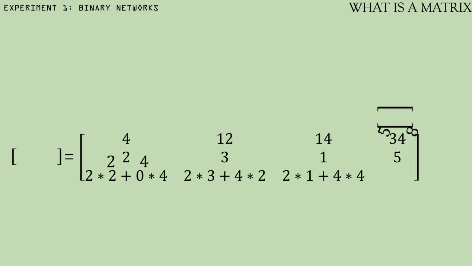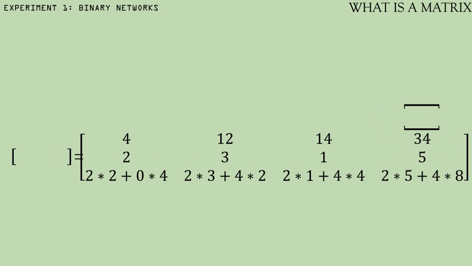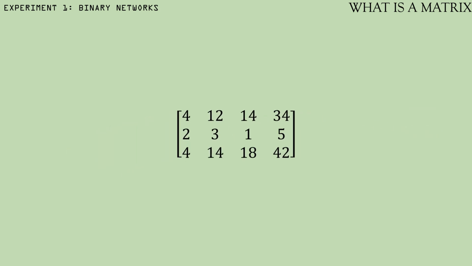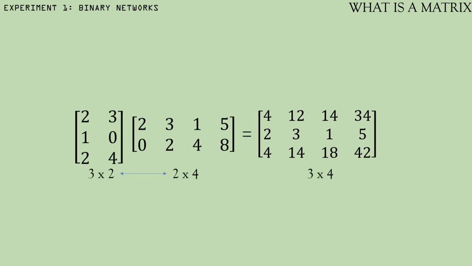And finally, we are done. This is our result, or the product of the two matrices. And we can verify the size, and the size checks out because 3 here is the number of rows in the first matrix, by the number of columns of the second matrix here.